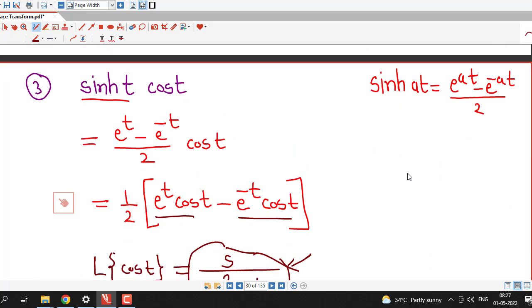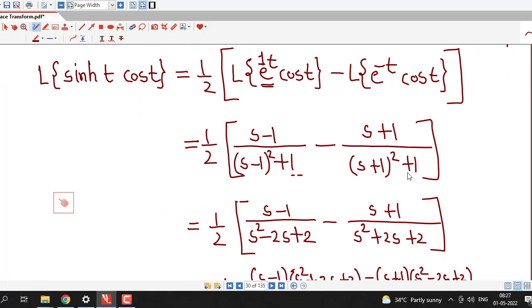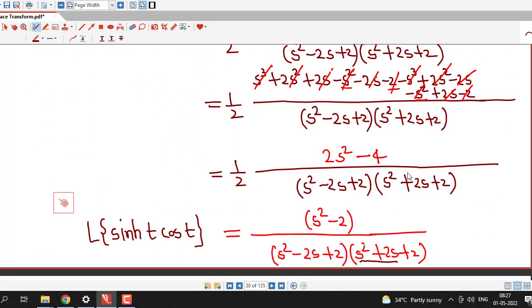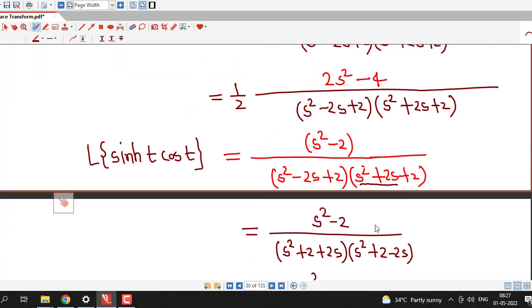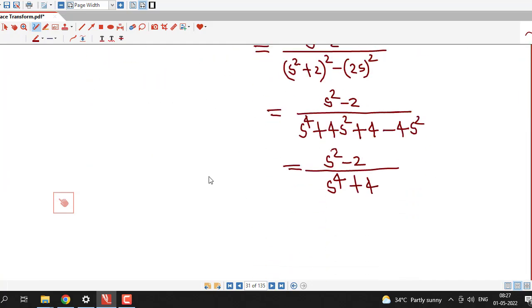So depending upon the weightage of marks, you have to decide how far you should go, and sometimes they can ask you that show that Laplace transform of this function is given by this s square minus 2 divided by s raised to 4 plus 4. So in that case you have to go up to this step.